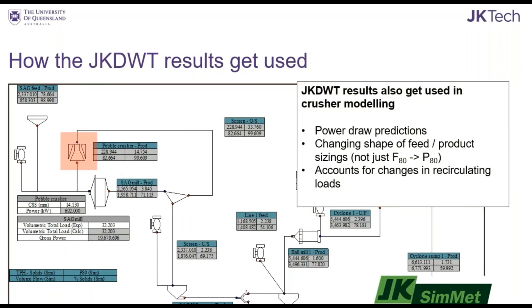Similarly, we can use the results from the drop weight tester in the same way for crushers, for design and optimization. Some of the other advantages there is that from an optimization point of view, you can change the shape of the feed and the product sizings as well, so not just the F80 or the P80. And we can also take into account the effect of the circulating load around that SAG crusher and screen.